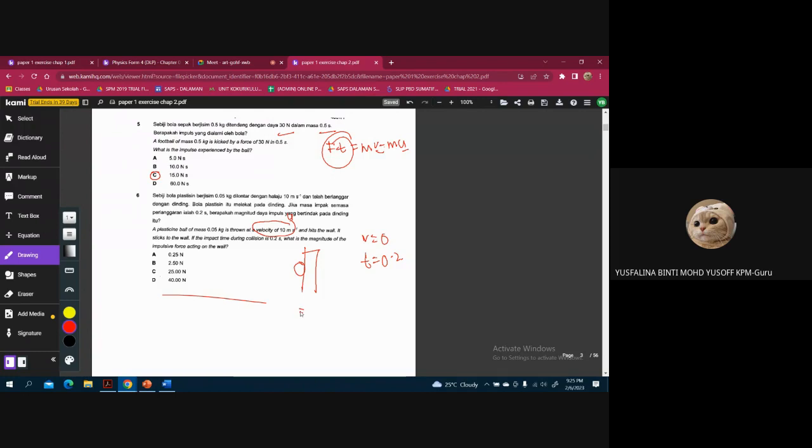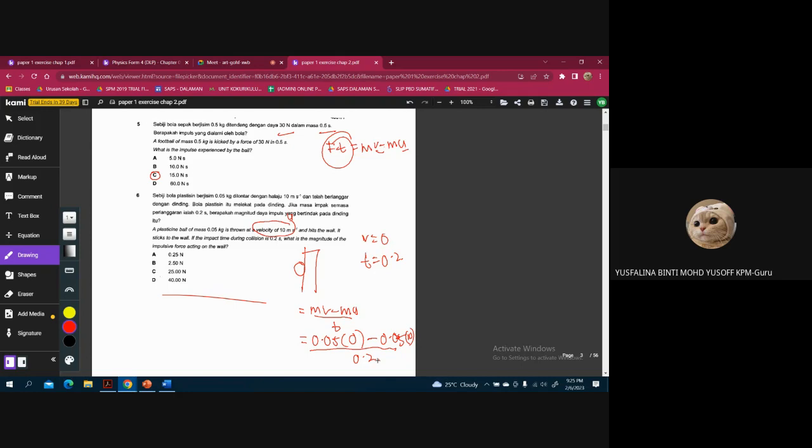This is impulsive force, right? So mv minus mu divided by t. What is your m here? 0.05. What is your v here? 0. What is your m here? 0.05. What is your u here? 10. Then divide by 0.2. So negative 0.5 divided by 0.2, you get 2.5 Newton.